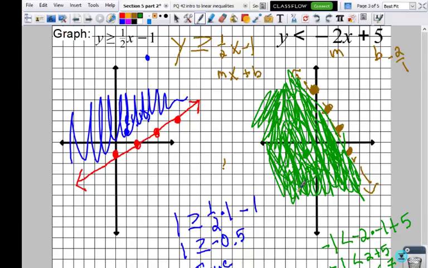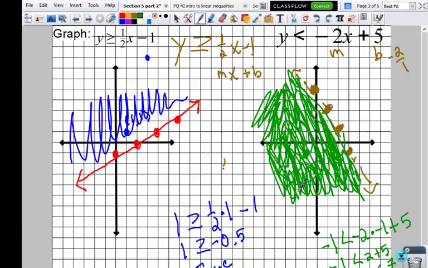Alright, so go through the math. What's 1 times 1, plus 1? So we got 1 is greater than 2. Is that true? Is 1 greater than 2?